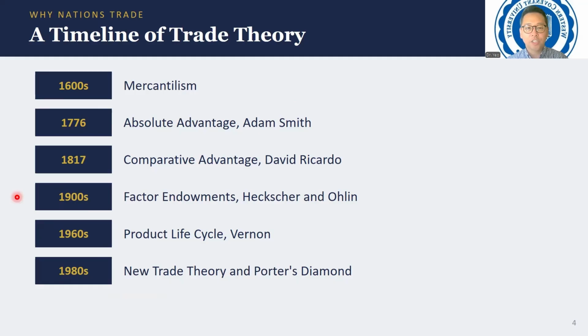In the early 1900s, two Swedish economists, Heckscher and Ohlin, explained trade patterns using a country's resources, which we call factor endowments. In the 1960s, Raymond Vernon proposed the product life cycle theory. And in the 1980s, new trade theory and Michael Porter's diamond model added even more insight, especially for modern, high technology industries. Now, let us look at each of these in turn, starting with mercantilism.